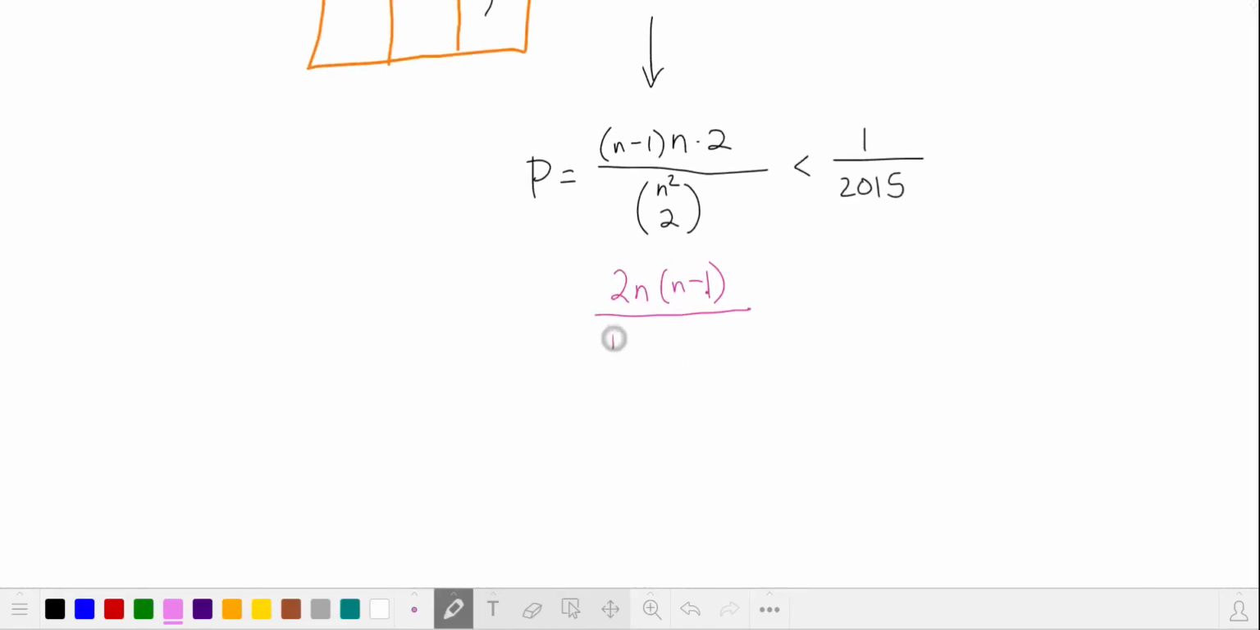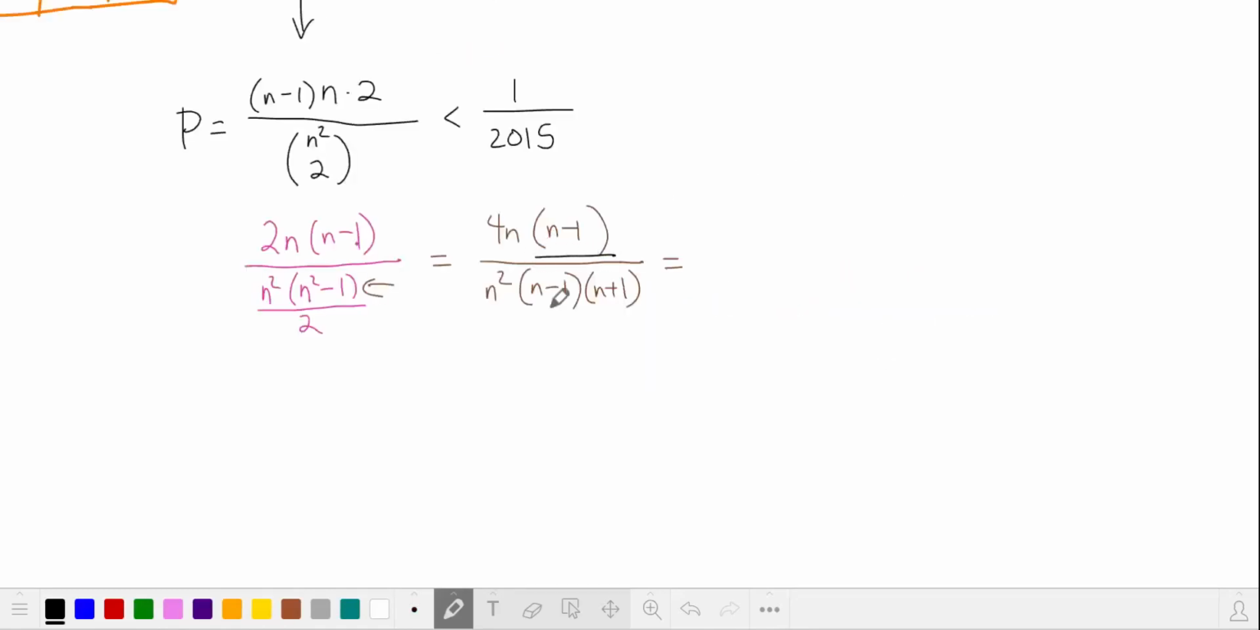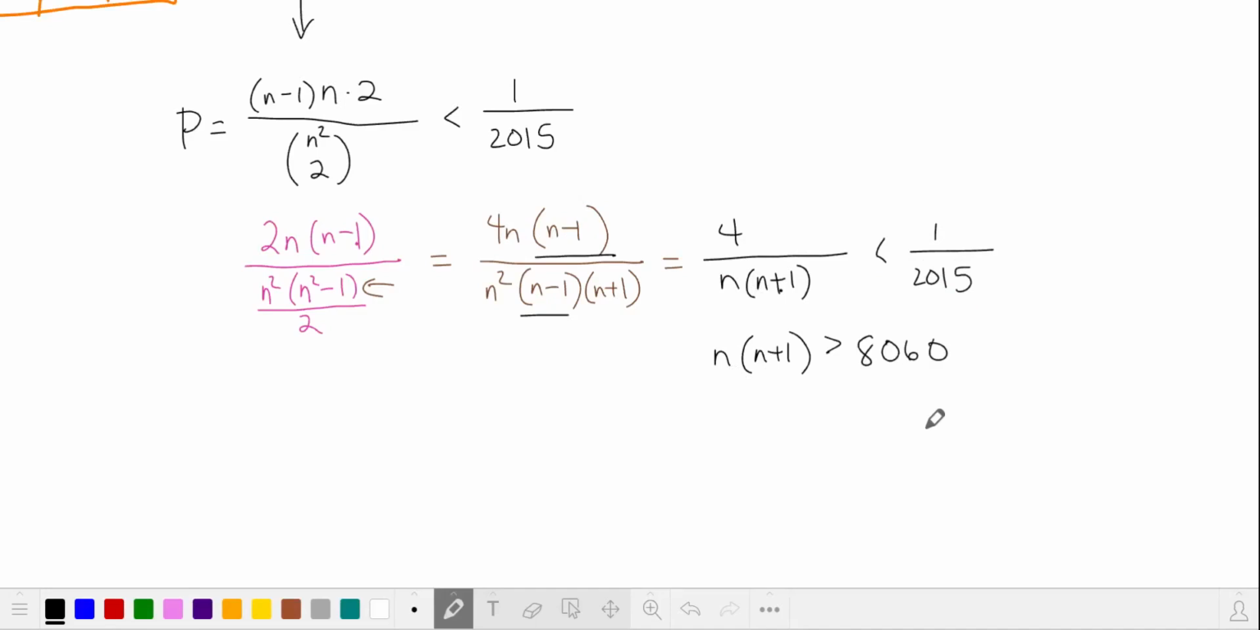Our denominator becomes n squared times 1 less than n squared all over 2. Let's simplify this fraction. We note this difference of squares factorization in the denominator allows us to cancel this factor. We can also cancel one of the n's. And we're left with 4 over n times n plus 1. And we want this to be less than 1 over 2015. Multiplying by the denominators, we have this product is greater than 8,060.